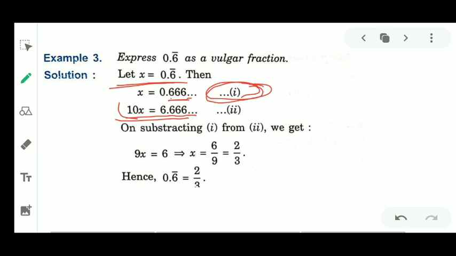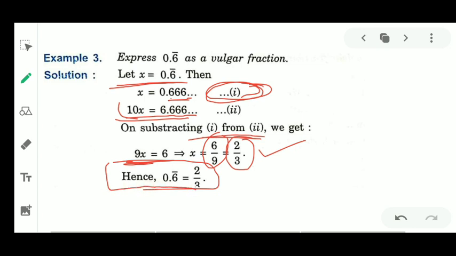Now you have to subtract equation 1 from equation 2. We get 9x equal to 6, because 10x minus x equal to 9x, and 6.666 minus 0.666 becomes 6. So now x equal to 6 by 9. If you reduce the fraction, you will get 2 by 3. Hence 0.6 bar equal to 2 by 3.